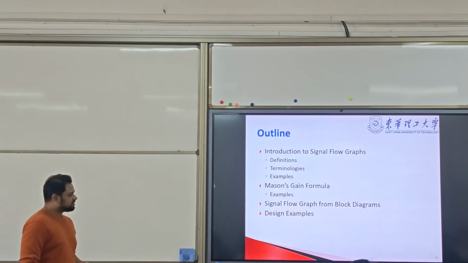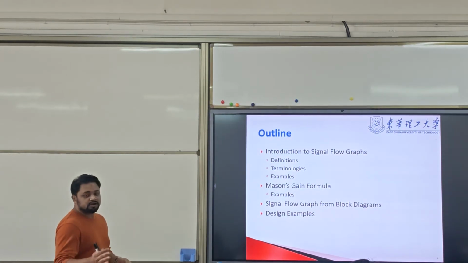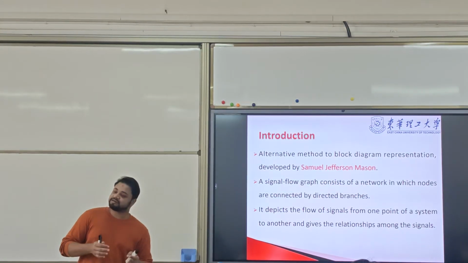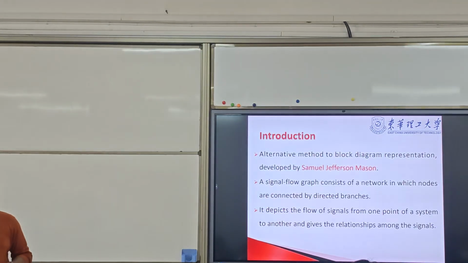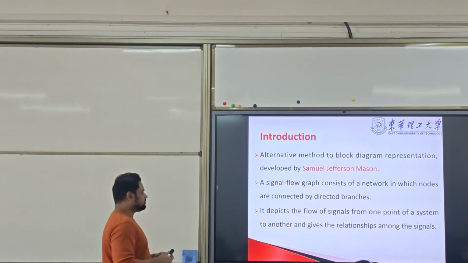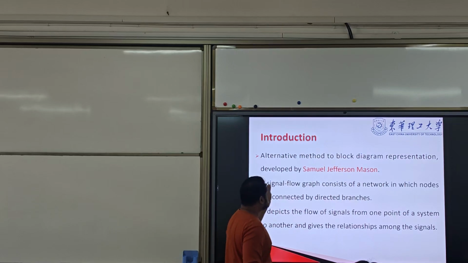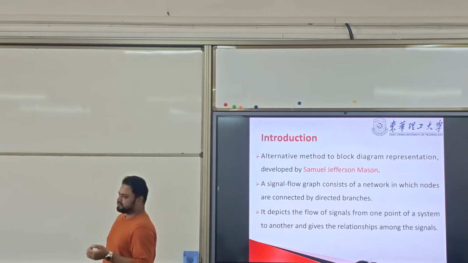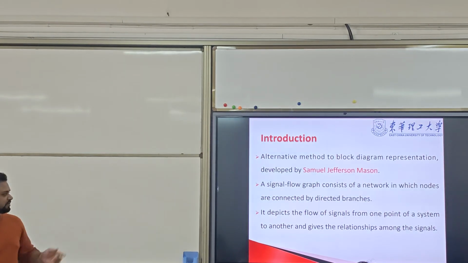Graph means it is also a graphical representation. So, it is an alternative method to the block diagram. The block diagram is a graphical representation, and the signal flow graph is also a graphical representation. So, we need to understand both differently. The signal flow graph was developed by Samuel Jefferson Mason, a very prominent scientist, who proposed this about 70 years ago.